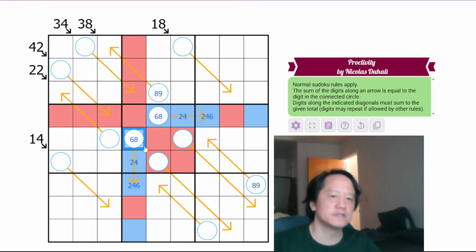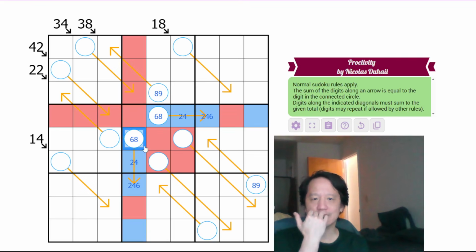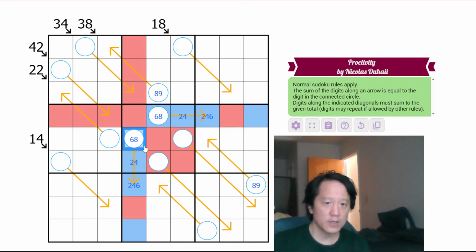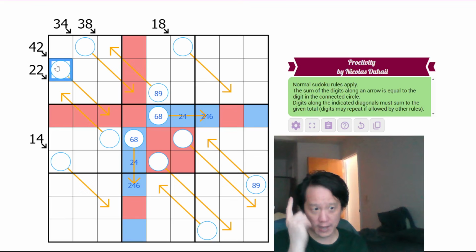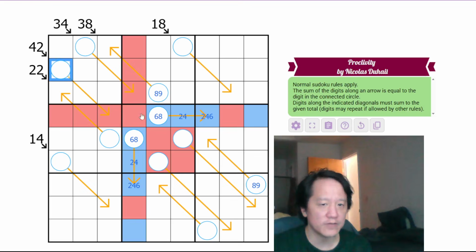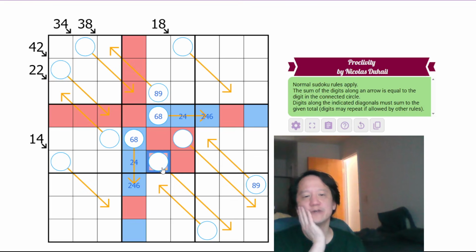Same with 6 and 8 here, I think, right? 42 minus 8 is 34. Can you have 2 digits here, which add up to 34, without a 9? Can you actually have this be 7 is kind of the question, right? And I think the answer is no.